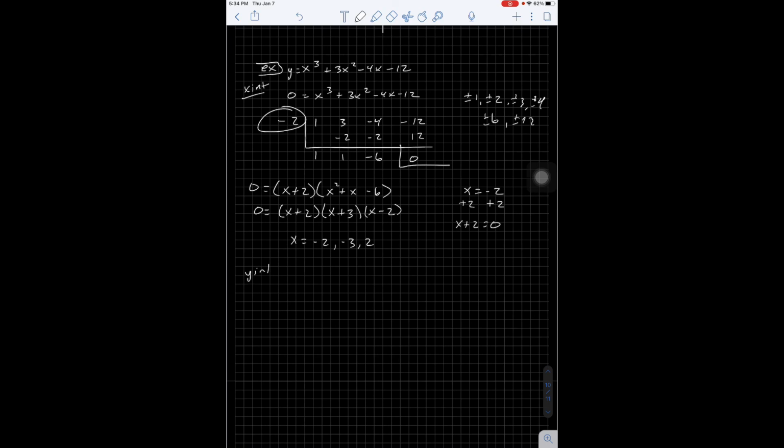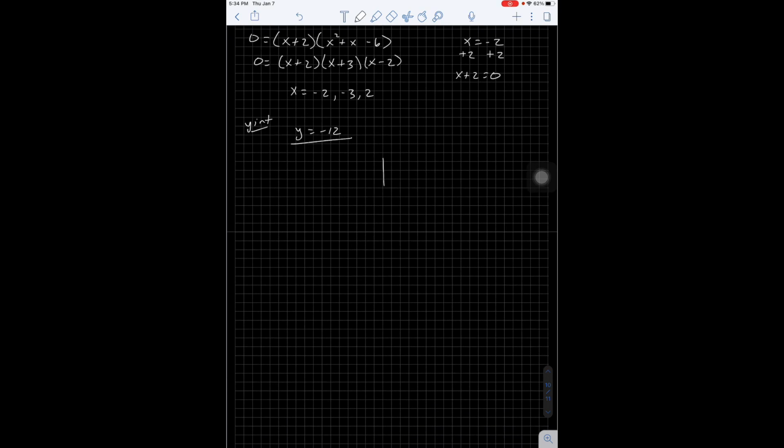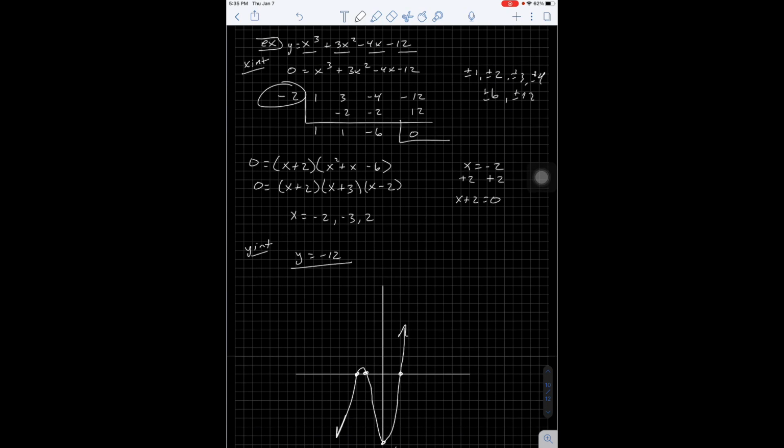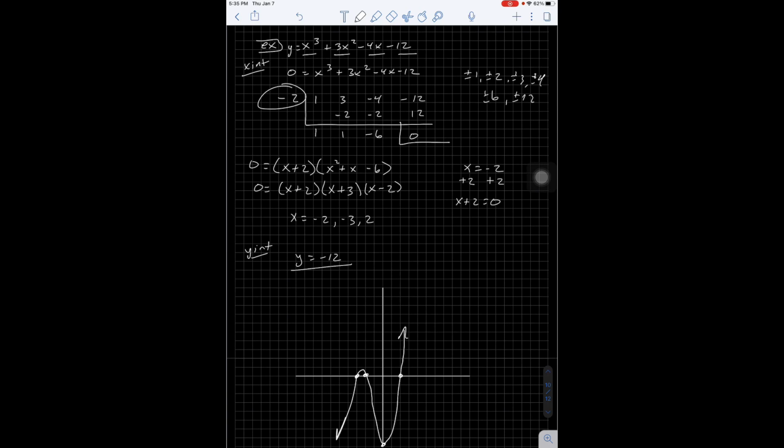And our y-intercept is, if I plug in 0 for x, that's going to give me -12. So here we go. Graphing -2, -3, 2, and -12. We'll call this -12. Okay? They're all single roots, so we're just going to snake through all these. And that's our graph.